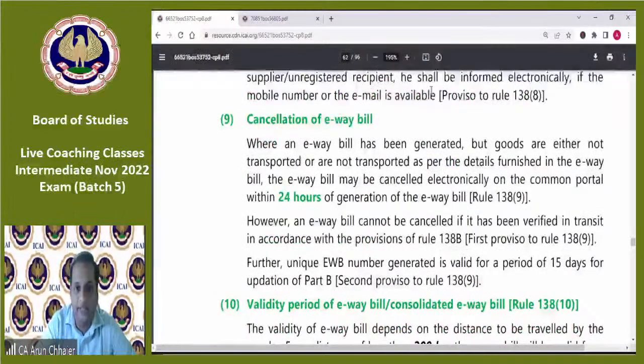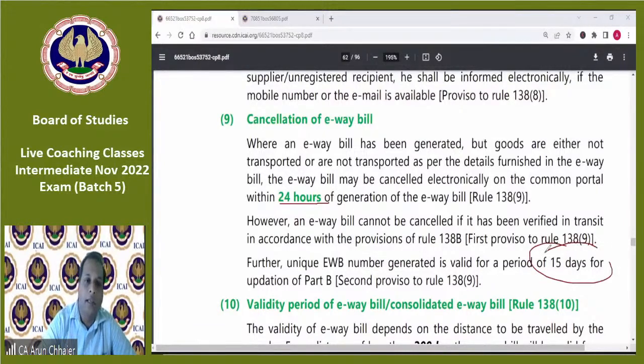Cancellation. Here we are talking about two dates: one is 24 hours and the second is 15 days. If Part A and Part B both have been added and you have generated the e-way bill, then it can be cancelled within 24 hours. As we discussed, you cannot edit the information given in Part A. You have the only choice to cancel, but cancellation is also within 24 hours.